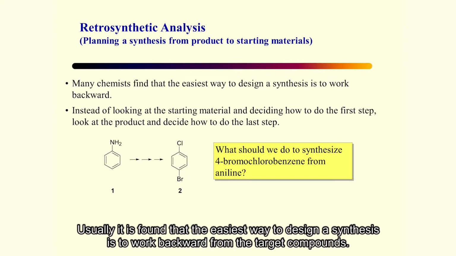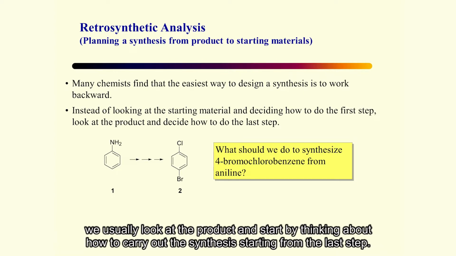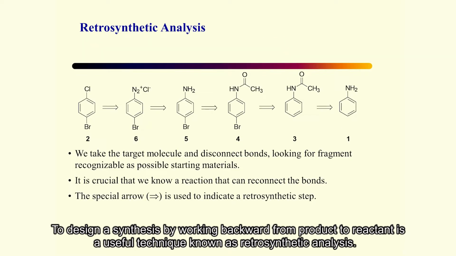Usually, it is found that the easiest way to design a synthesis is to work backward from the target compound. Instead of looking at the starting material and thinking about how to do the first step, we usually look at a product and start by thinking about how to carry out the synthesis starting from the last step. To design a synthesis by working backward from the product to reactant is a useful technique known as retrosynthetic analysis.